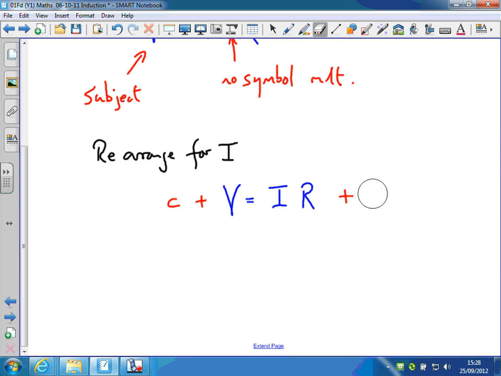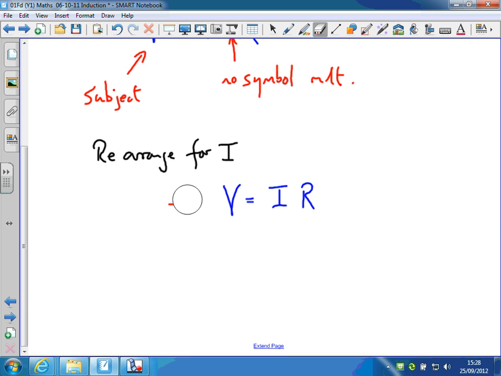If I were to subtract a number, remember I'm putting symbols here but they represent numbers. If I were to subtract a number, say k, from that side, what have I got to do to the other side? Take it away. Minus k from the other side. I've got to subtract it from both sides.